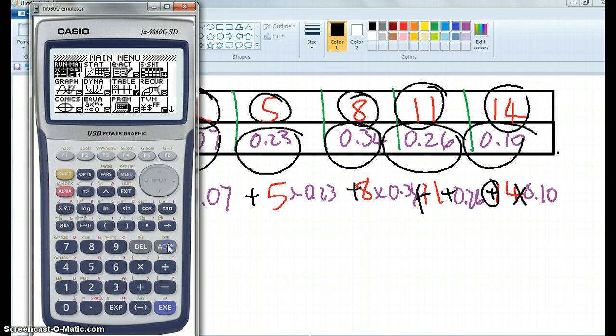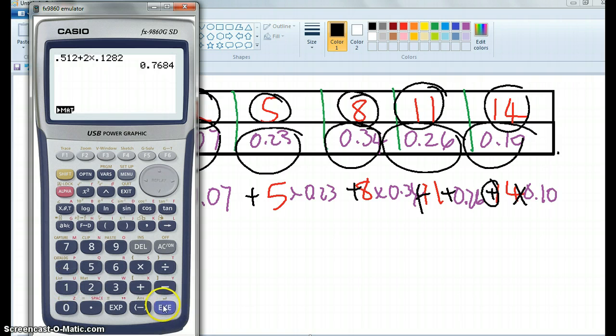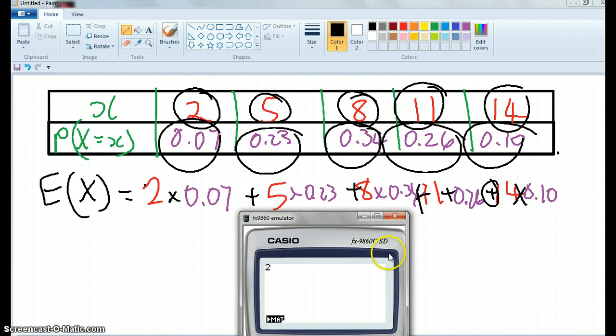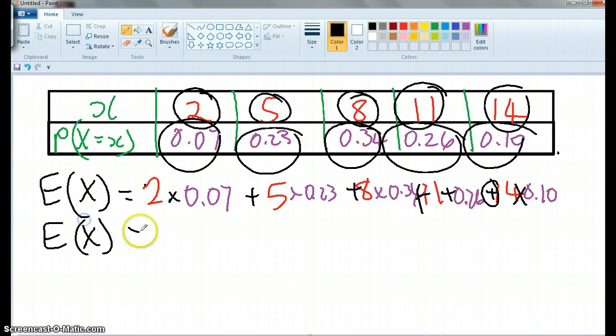There we go. So we have 2 times 0.07 plus 5 times 0.23 plus 8 times 0.34 plus 11 times 0.26 plus 14 times 0.1. That gives 8.27. Okay, is that correct? Yeah, great, cool.